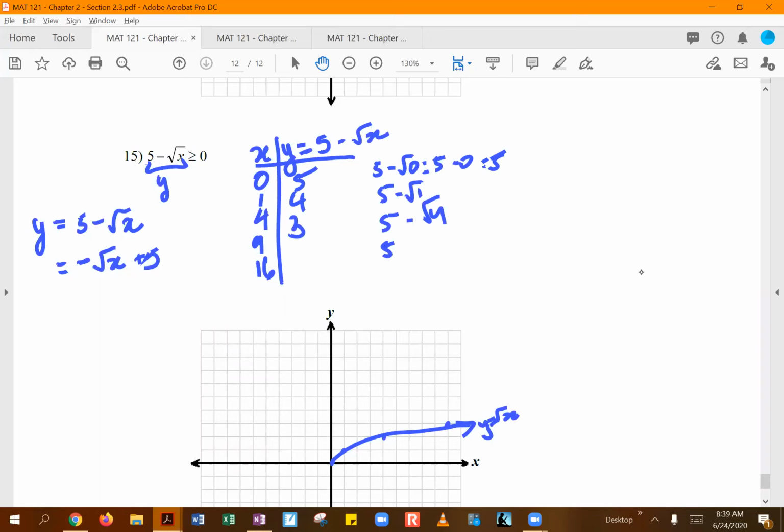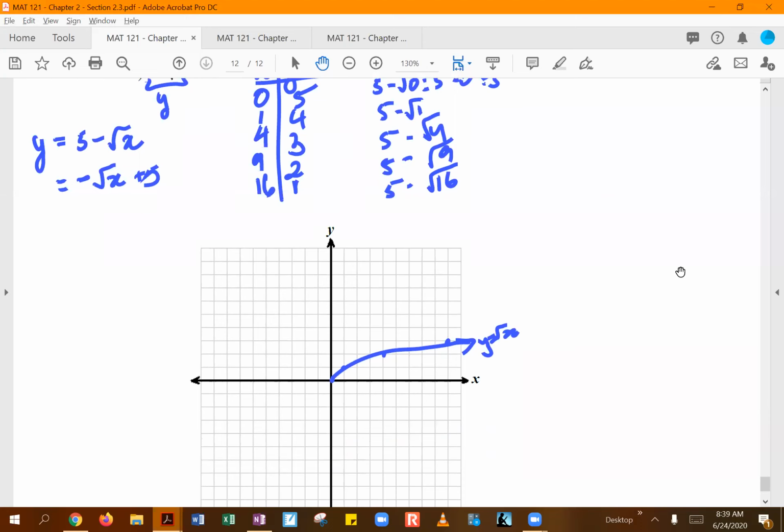And of course, just repeat that for all of the other x values. 5 minus square root of 9 is 5 minus 3, which gives you a 2. And then 5 minus square root of 16 is 5 minus 4, which gives you a 1. So, you can kind of work it out, put it in your calculator, however you're comfortable.